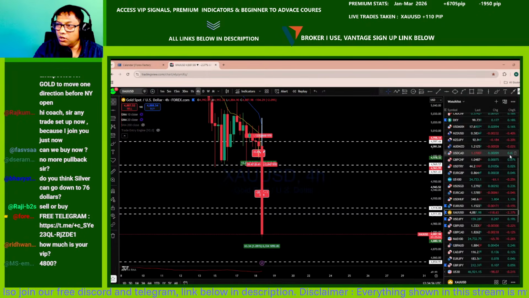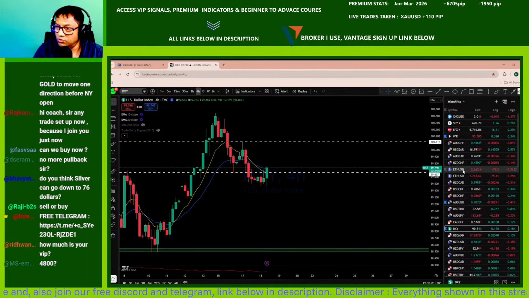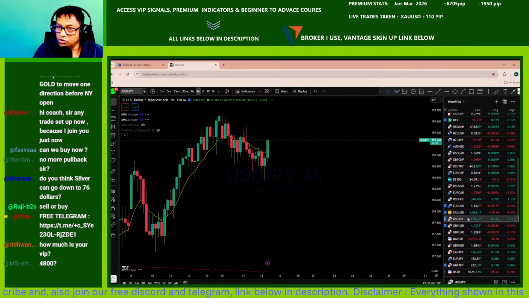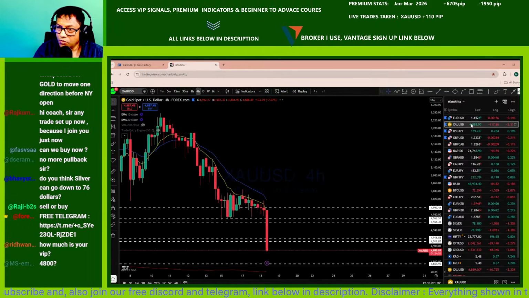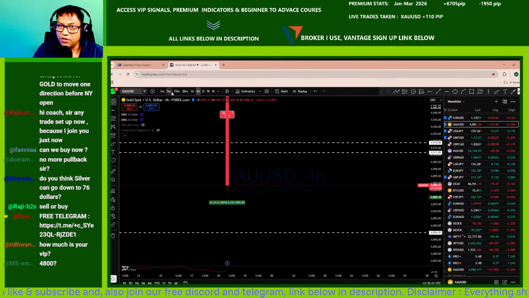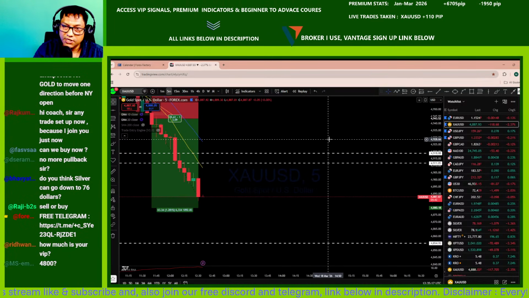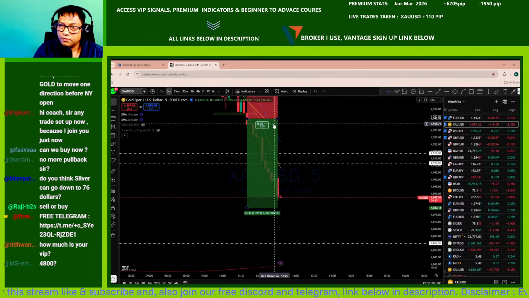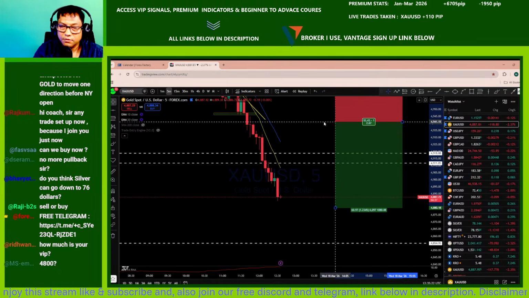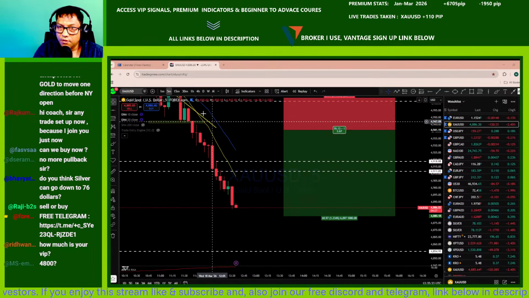Given the influence on DXY, it's pushing back to the upside, USDJPY also pushing back to the upside, and gold is coming down. So now the data has given gold a stronger bearish move that you can see. Now with this move, how can we trade the next entry in this area?